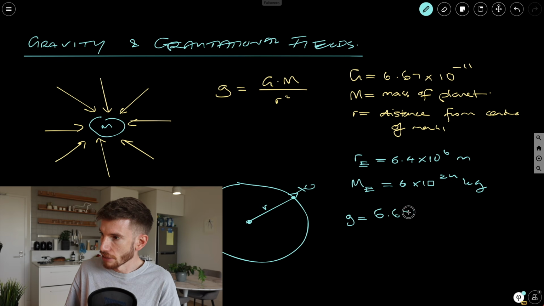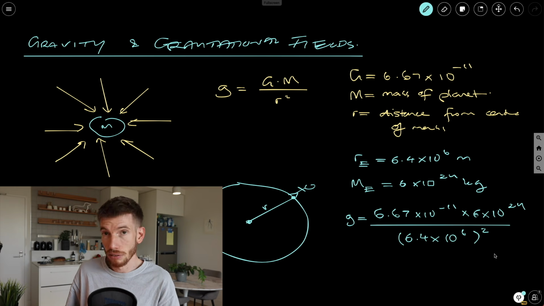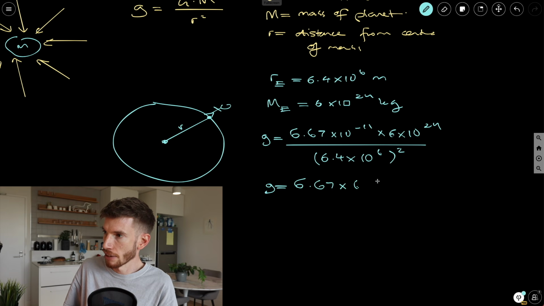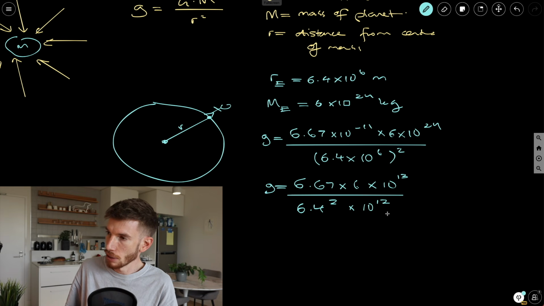And so we can get 6.67 by 10 to the negative 11 multiplied by the mass, which is 6 by 10 to the 24, divided by the radius, which is 6.4 by 10 to the 6, all squared. Now, you may have to do a rough estimation of a calculation like this, so let's go through it without a CAS. First, I would do all the index laws. So let's bundle all of the 6.67 and the 6 together. Then let's get the 10s together. So negative 11 plus 24 is going to be positive 13. And then over here, I'm going to split this and say 6.4 squared. And here I can raise the power and get 10 to the power 12, like that.